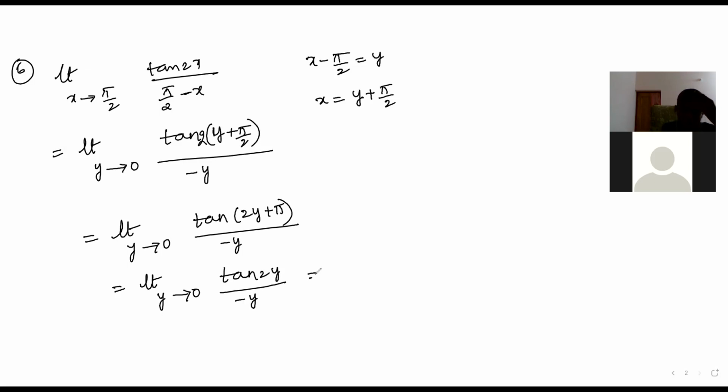So here you can take minus out. Minus limit as y tends to 0, 2y tends to also 0, tan 2y. Sir, I didn't write 2y tends to 0. No problem, that's okay. Yes, sir. You have to multiply and divide by 2. Answer is minus 2. Yes, sir, minus 2.